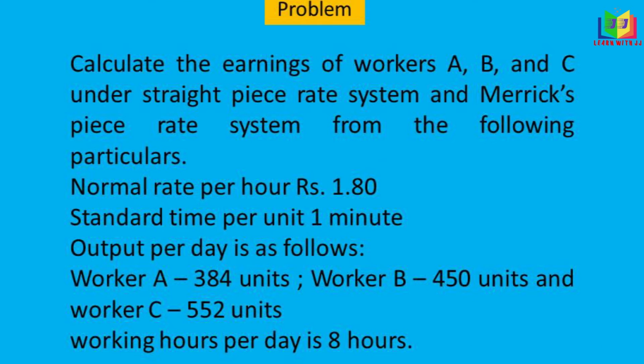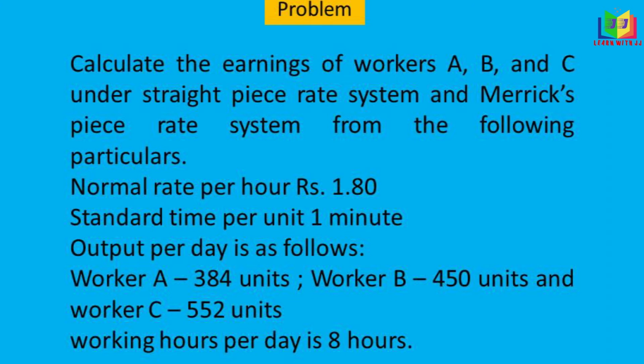Now we'll see one problem. Calculate the earnings of workers A, B and C under the straight piece rate system and Merrick's piece rate system from the following particulars. Under both situations we have to find the earnings of the workers. Here the information is given. Normal rate per hour is rupees 1.80. Standard time per unit is 1 minute, that is, the time taken for doing 1 unit is 1 minute.